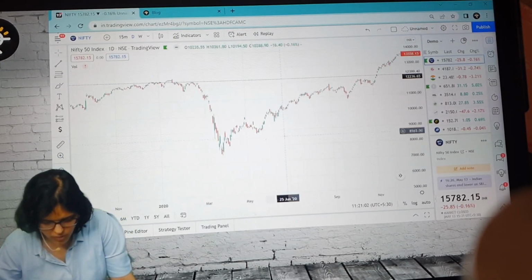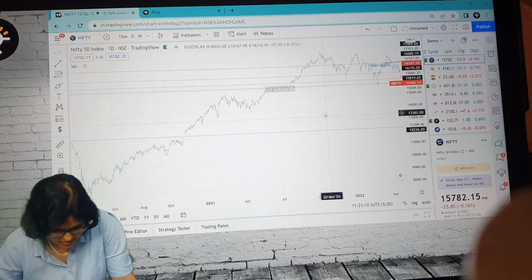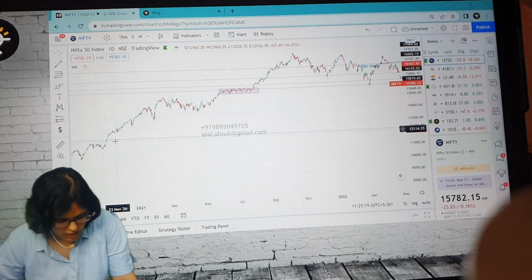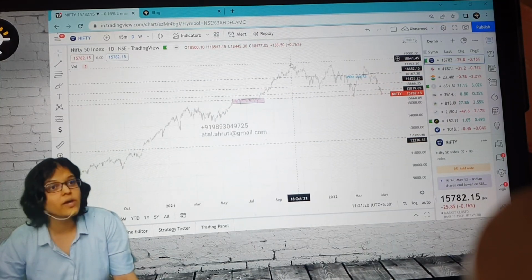So let us see till what level this fresh up move has gone, and up, and up, and up, till here, because this is 20th October 2021. With me? Yes. So now I will draw. Right now what has happened from here to here is an uptrend. Yes or no? Now it is going in a downward journey.